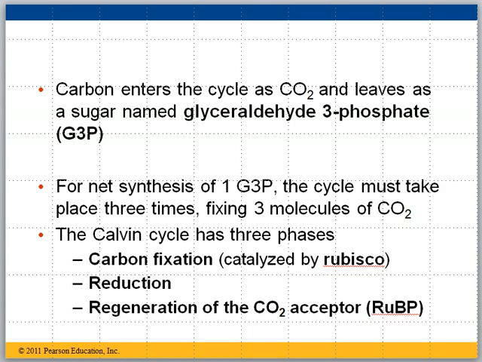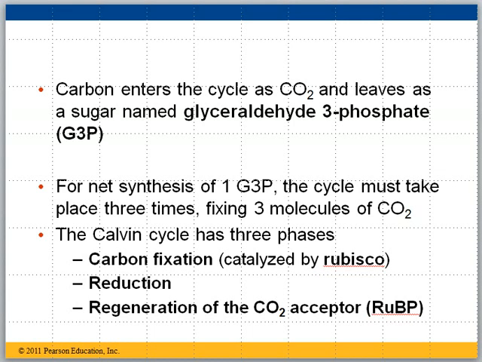Basically, carbon is going to enter this system as carbon dioxide, which comes from the air through the stomata of the leaves, and it's going to leave the system as a molecule called G3P, glyceraldehyde 3-phosphate. And that G3P is the basis for a sugar molecule that can be used to create glucose and other sugars. So G3P is our final output, our final product. And for one G3P, we have to go through a fairly long process that's going to take 3 turns of this cycle, fixing 3 molecules of carbon dioxide.